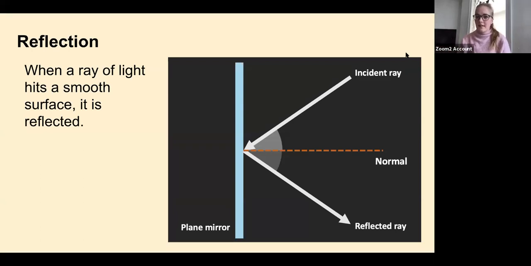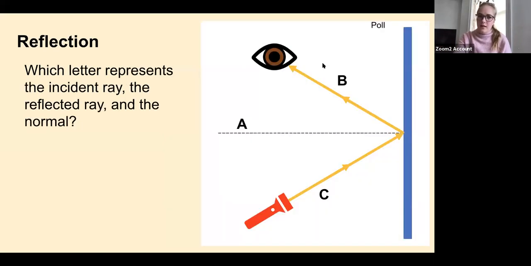So again, here, the incident ray of light, the way you can remember that the incident ray is the ray of light that's coming towards the mirror is because it's incident, it's coming in, and then the reflected ray is the ray that's reflected. So now I've got another poll question for you guys where I'd like you to identify these three key terms: the incident ray of light, the reflected ray of light, and the normal line in this diagram.